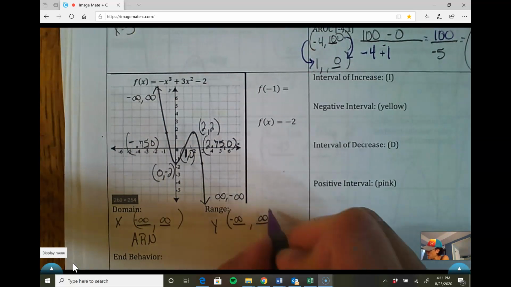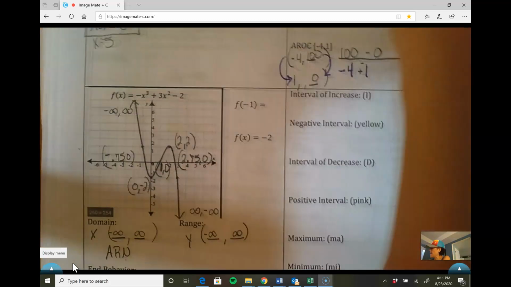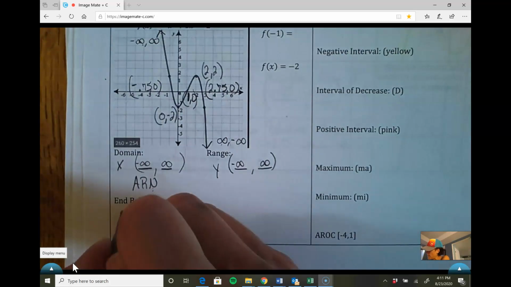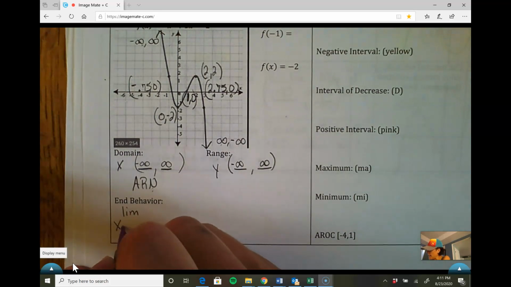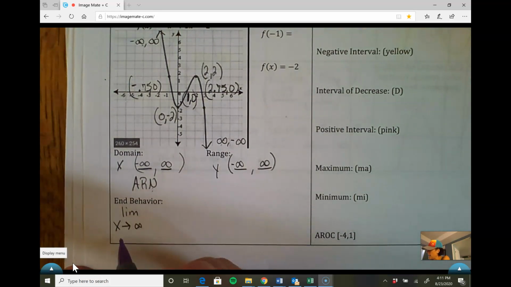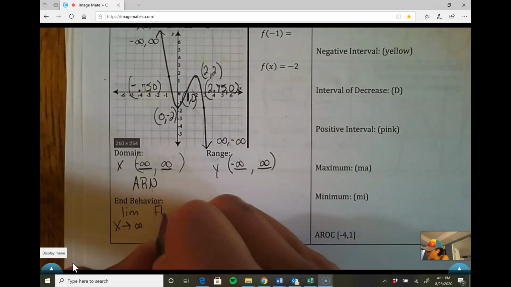Or again, you can write all real numbers. End behavior. In the end, what's the graph doing? Again, LIM, that's for next year. Under it, you put the x with the arrow, infinity. So as x is getting bigger, you know, what are the y's doing? What's f of x doing?